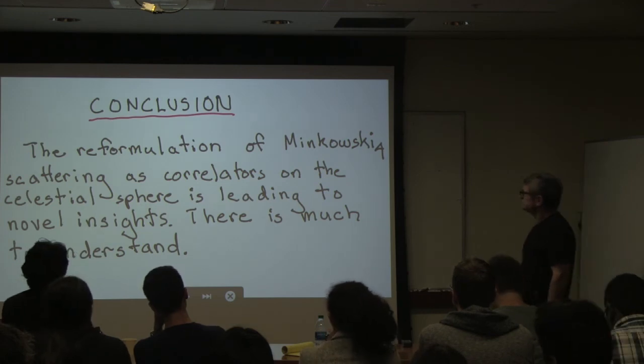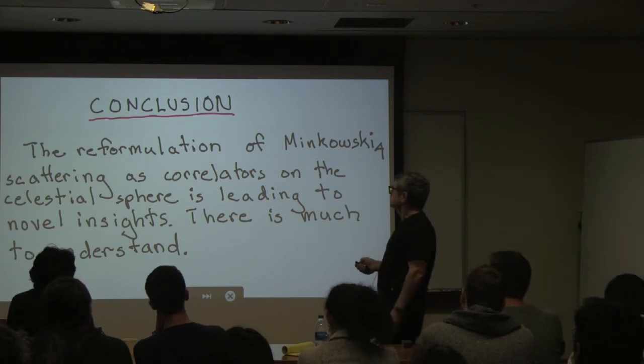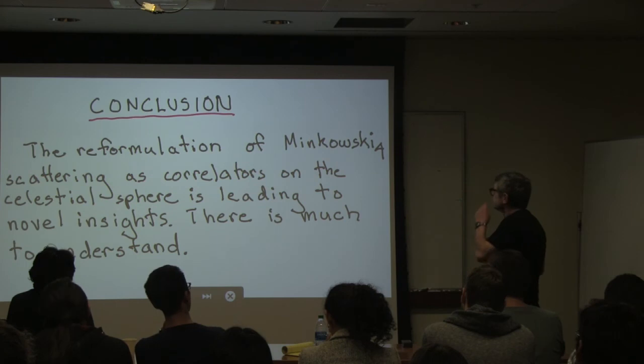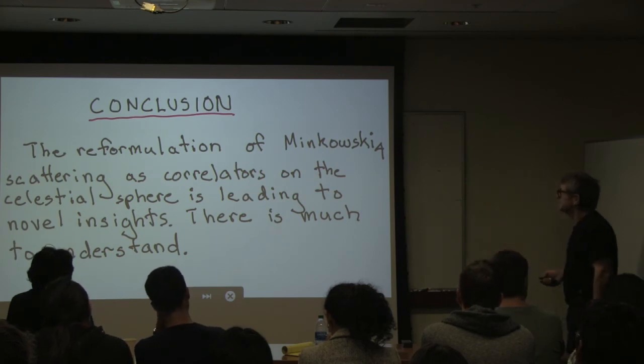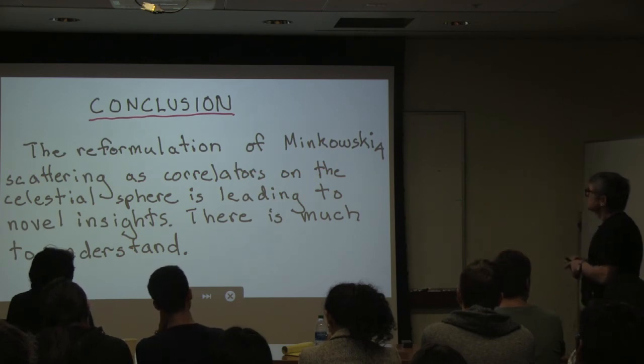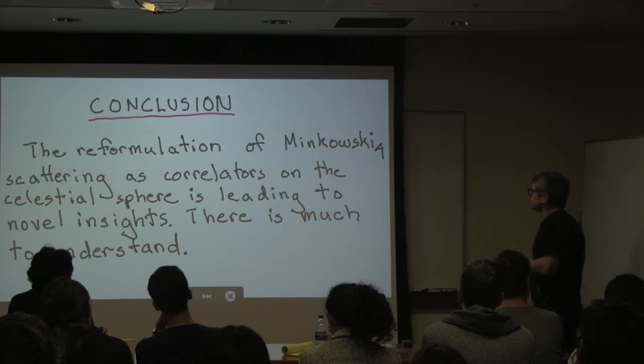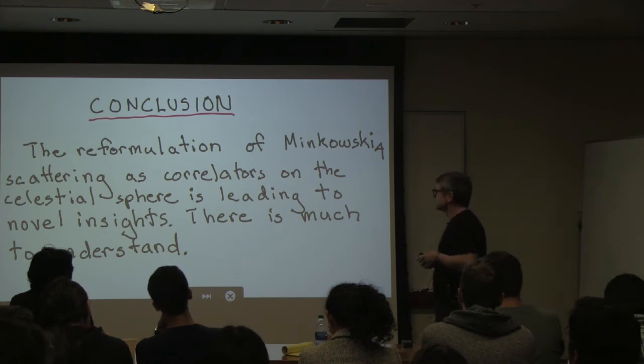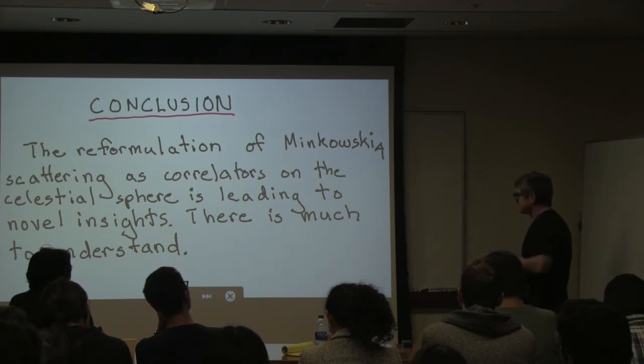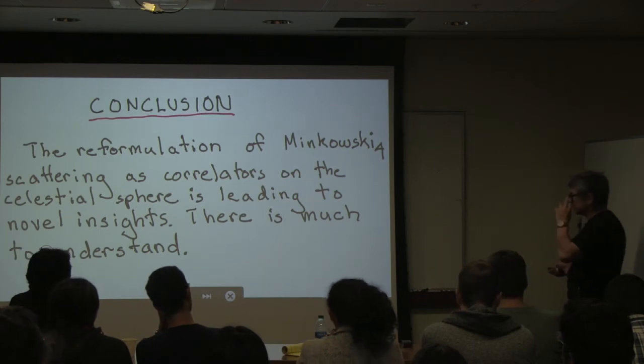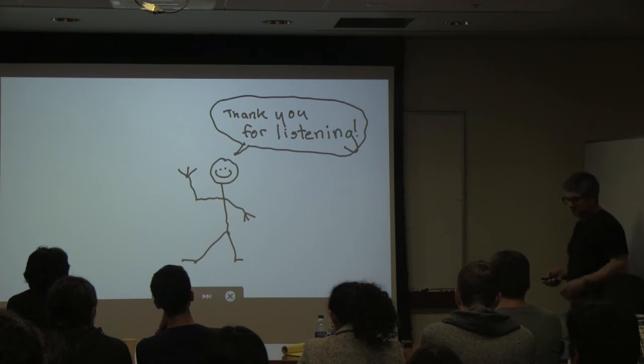And in conclusion, the reformulation of 4-dimensional Minkowski scattering amplitudes as correlators on a celestial sphere is leading to some novel insights, and there's a lot of things to do and to try to understand. Thank you for listening.